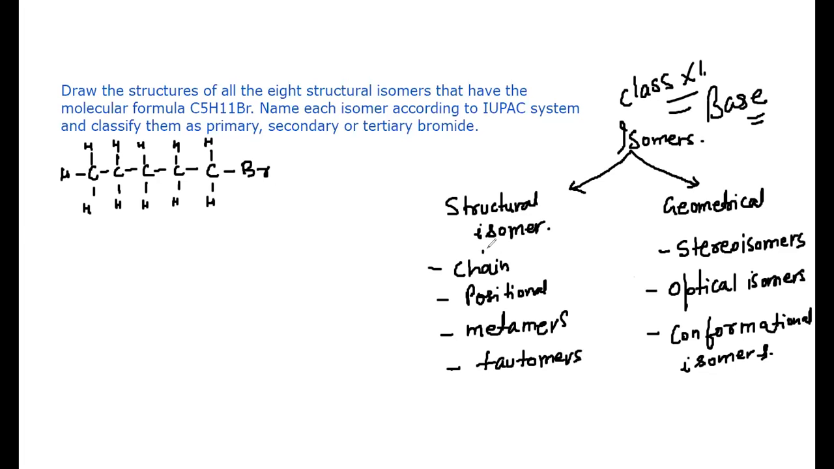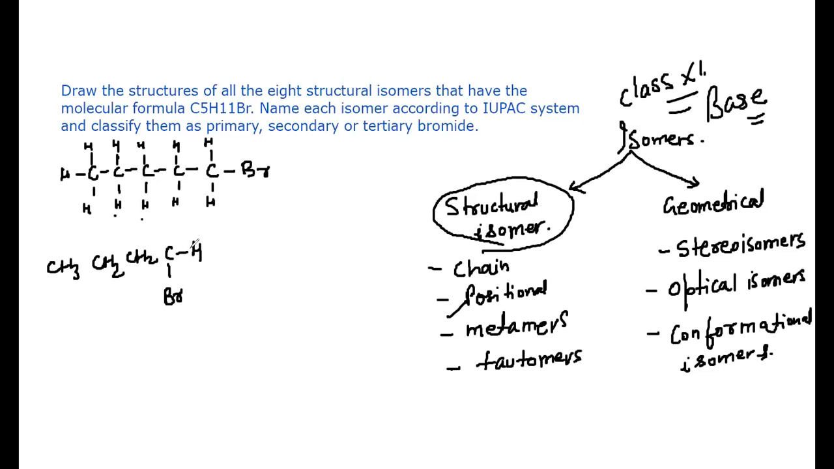So we are writing down the structural isomers, and in structural isomers, first of all, we'll write the positional isomers. So CH3, CH2, CH2, and now on this carbon, C, Br, H, CH3. This is 1 bromopentane. This is 2 bromopentane.